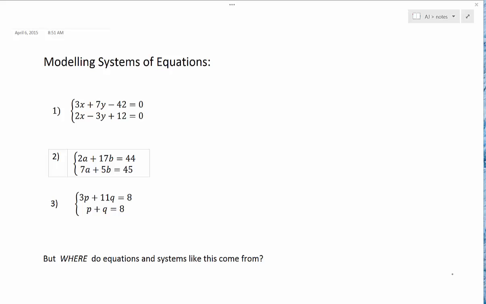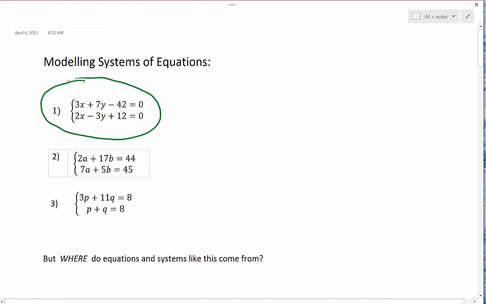Okay, in the last video we saw that one way to solve a system of equations is to graph the two equations as lines and find out their point of intersection. Here we have three various examples of systems of equations. In this first one we can see that they are both written in general equation of a straight line form, ax plus by plus c equals 0.